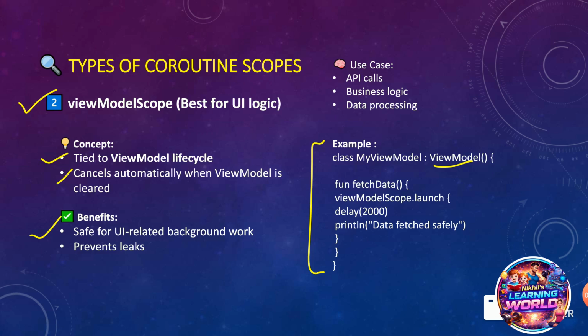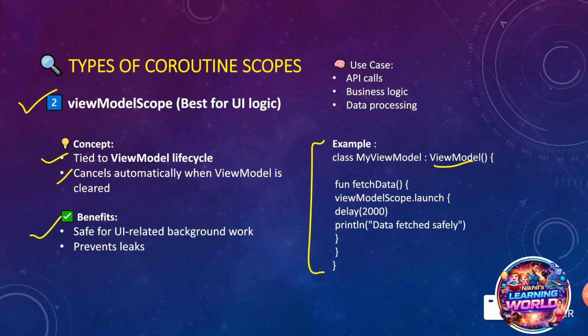So this is all about view model scope. It's alive only while the view model is alive, and when the view model gets destroyed, the view model scope is automatically cancelled. That's the main point here. So why use it?